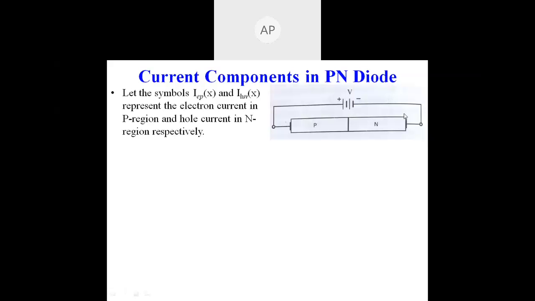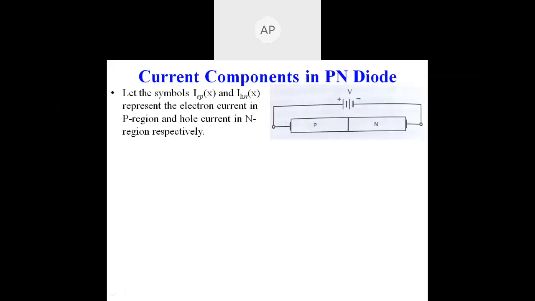For the N side, the majority carriers are the electrons and the minority carriers are the holes. If we consider that no bias is applied, then a barrier potential is developed. Now, what will happen in the forward bias?